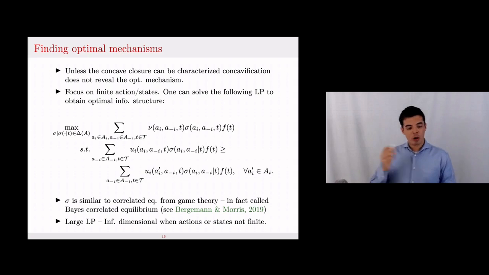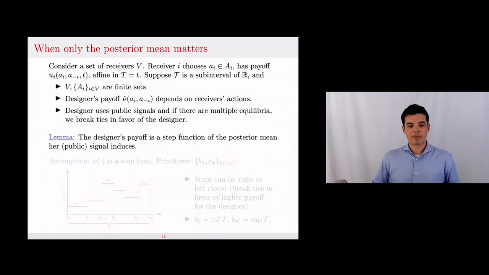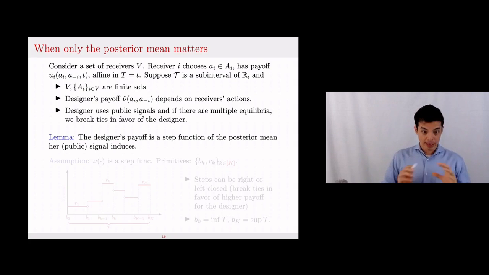Moreover, if you have a continuum of actions or states, it is not sufficient to solve a simple linear program. You are now looking at an infinite dimensional optimization problem, and obtaining additional structural properties may be even more difficult. Still, there are other important settings where one can obtain the optimal information structure following a tractable approach. And one such important setting is the one that I described in this slide. This is a setting where the payoff of the designer depends only on the posterior mean that her signal induces.